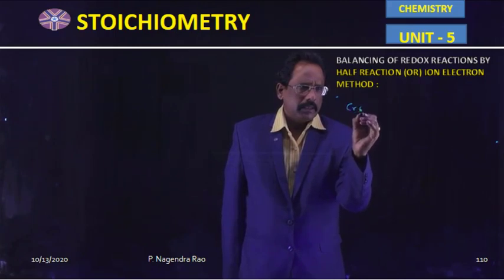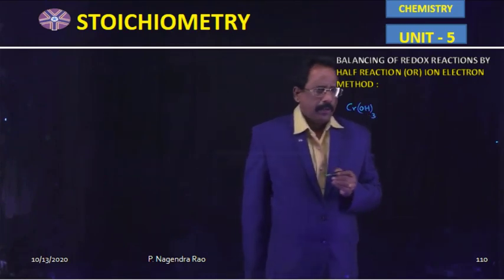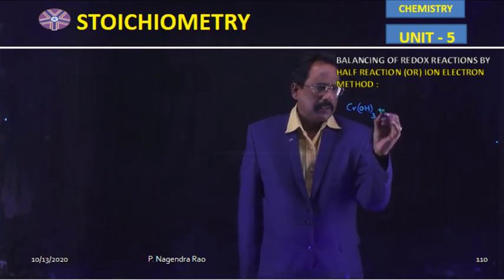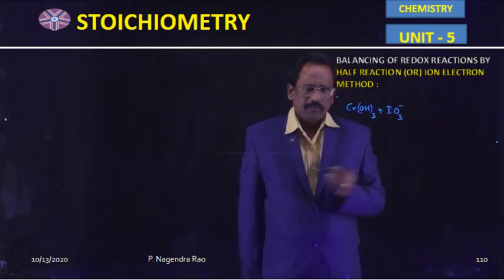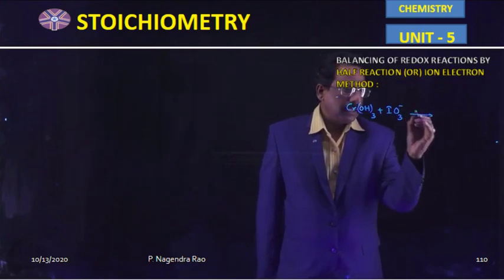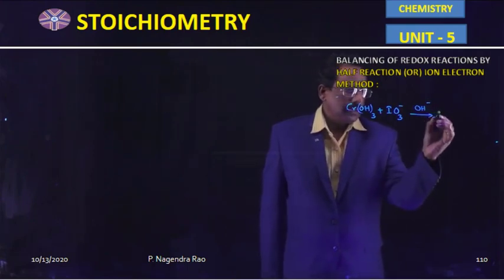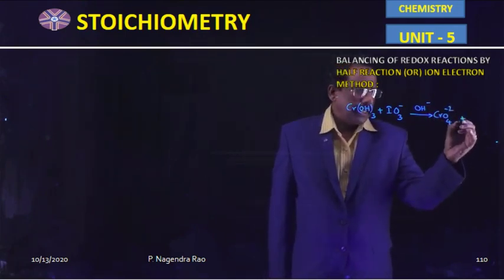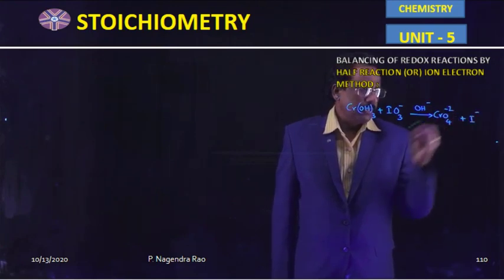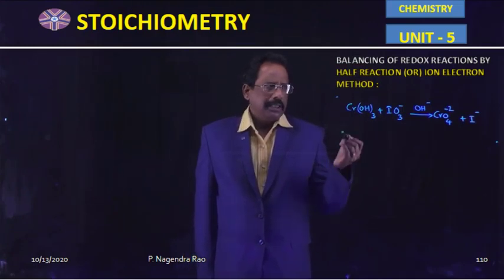Cr(OH)3 plus IO3 minus in alkaline medium gives CrO4 2 minus and I minus will be formed. Now this is a skeletal equation.